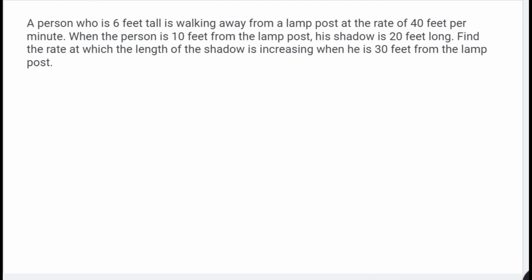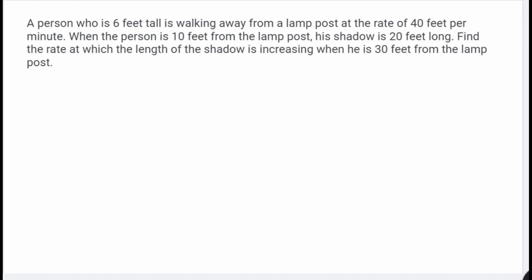This time, a person who is 6 feet tall is walking away from a lamp post at the rate of 40 feet per minute. When the person is 10 feet from the post, his shadow is 20 feet long. Find the rate at which the length of the shadow is increasing when he is 30 feet from the lamp post.